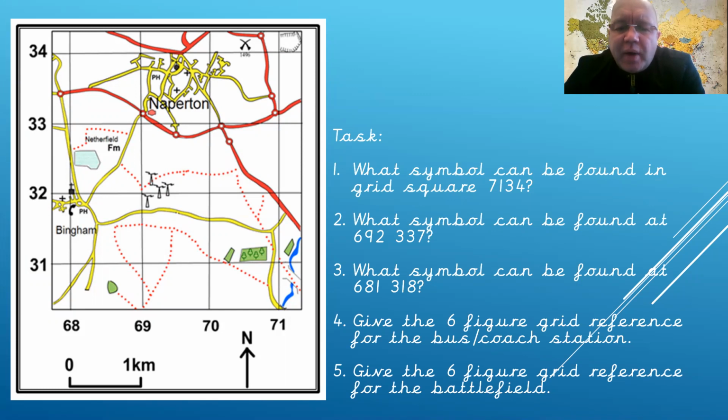And then the final 2 is actually you giving me 6-figure references. First one is a 6-figure grid reference for the bus or coach station. And the second one is the 6-figure grid reference for the battlefield. So 5 questions, 4 of them requiring 6-figure grid reference knowledge, all of them requiring some knowledge of the OS symbols. Okay, good luck with those, guys.